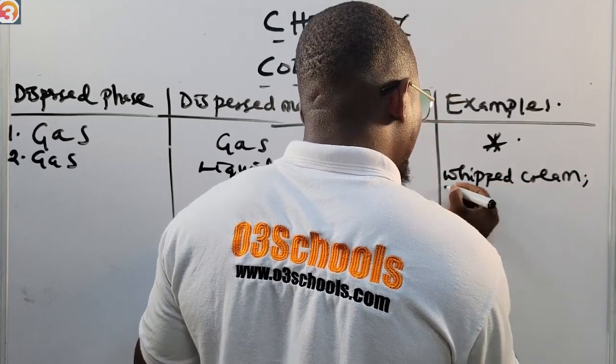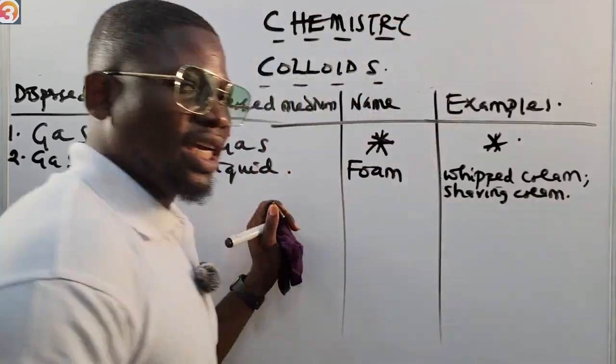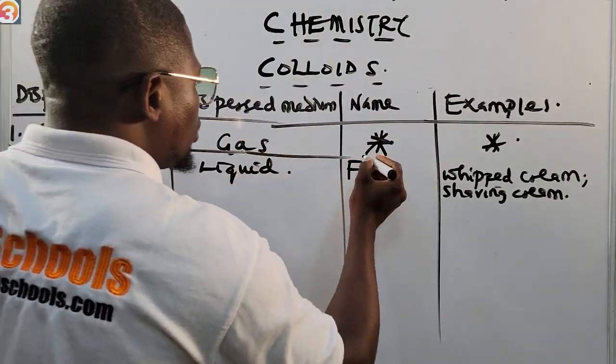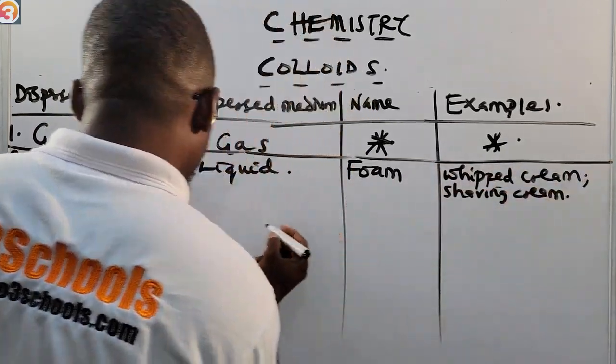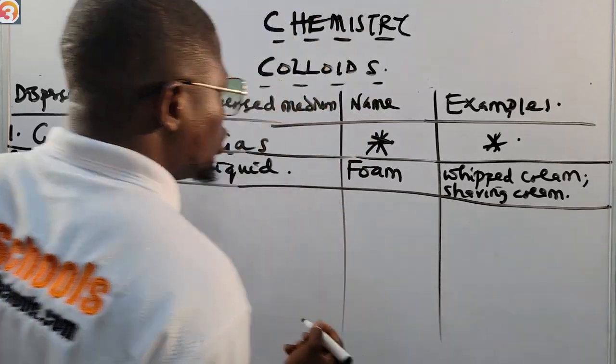Okay, another example is shaving cream. Shaving cream and whipped cream are examples of gas liquid colloidal system, which is called what? Foam. Gas liquid colloidal system is called foam. Take note of that.